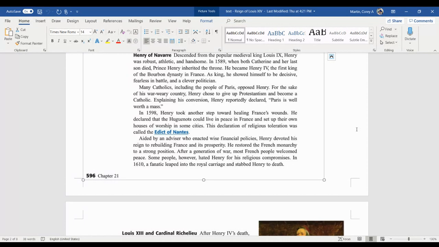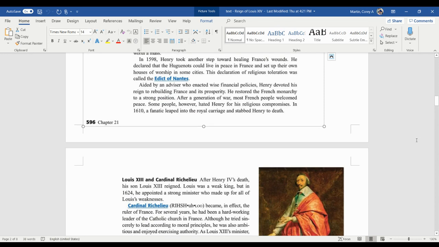In 1598, Henry took another step toward healing France's wounds. He declared that the Huguenots could live in peace in France and set up their own house of worship in some cities. This declaration of religious toleration was called the Edict of Nantes. Aided by an advisor who enacted wise financial policies, Henry devoted his reign to rebuilding France and its prosperity. He restored the French monarchy to a strong position. After a generation of war, most French people welcomed peace.